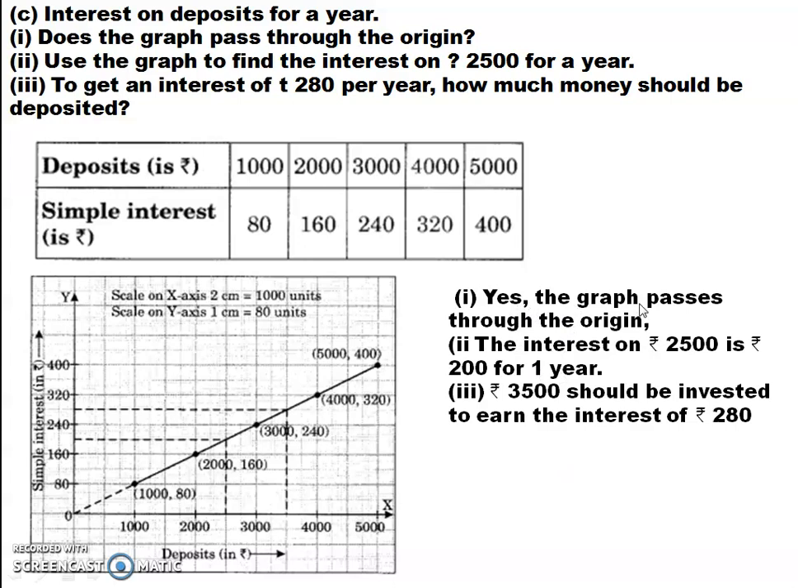Yes, the graph passes through the origin. The interest on rupees 2500 is rupees 200. Rupees 3500 should be invested to earn the interest of rupees 280.